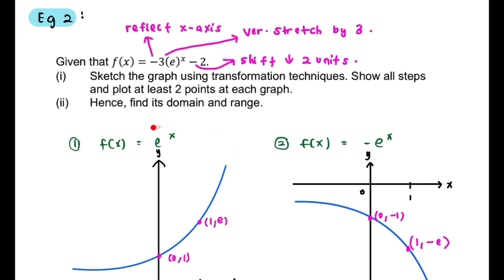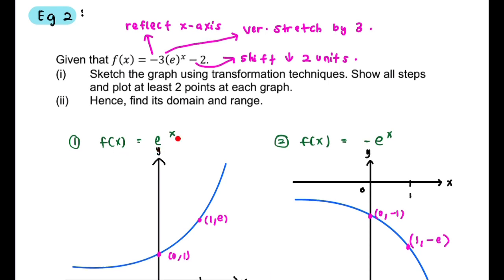Okay. So starting with the basic graph, make sure you have the correct basic graph, f(x) equal to e power of x. So e here is 2.718 something, so your a is more than 1. That's why you have the increasing graph. And then the crossing point is at (0, 1). So choose one more point. Let's say when your x is 1, your y will be e. e power of 1 is e. So the point here will be (1, e). Okay, so this is the basic graph of the natural exponential function.